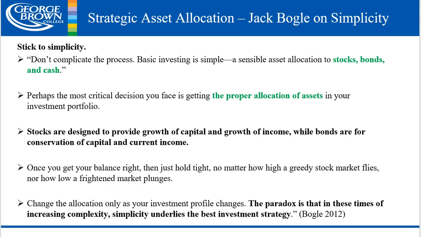A very simple investment strategy is having a proper allocation between stocks, bonds, and cash. And we can simplify the security selection in terms of stocks and bonds into products that replicate an index. That way we're getting diversification and we're getting simplicity.